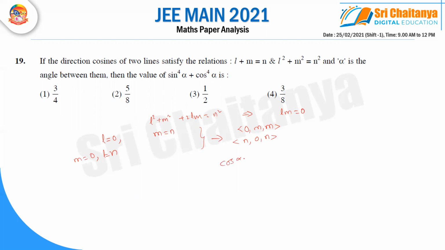So angle between them. Cos alpha, when I write, I will be getting Mn divided by root 2m into root 2n. So 1 by 2. So sin alpha will be root 3 by 2. As I got the values of sin alpha and cos alpha, I can substitute these values over here. So when I substitute, I will be getting the answer as 5 by 8.